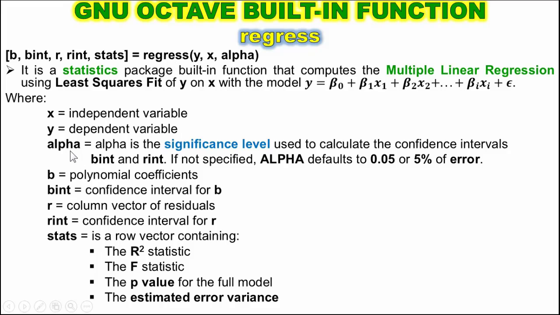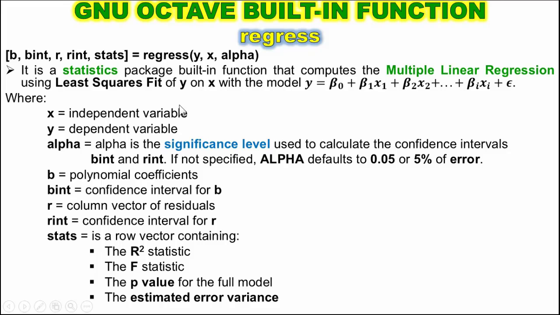Alpha is the significance level used to calculate the confidence intervals Bint and Rint. If not specified, alpha defaults to 0.05 or 5% of error.